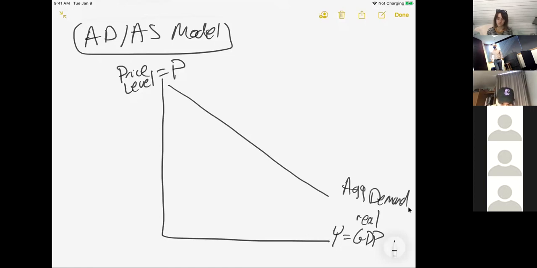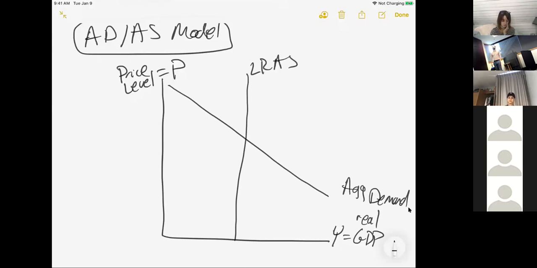We're going to talk about an aggregate demand curve, meaning a demand for all goods and services within the economy. Not a demand for one good, but a demand for all goods and services within the economy. And then we're going to talk about an aggregate supply curve. But what we're going to see is what aggregate supply looks like depends crucially upon whether you're talking about the long run or the short run.